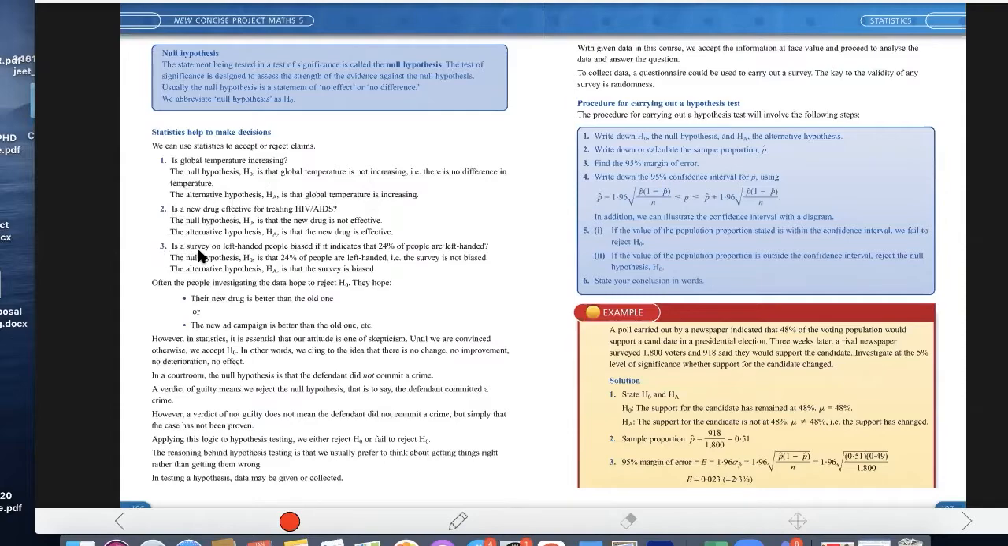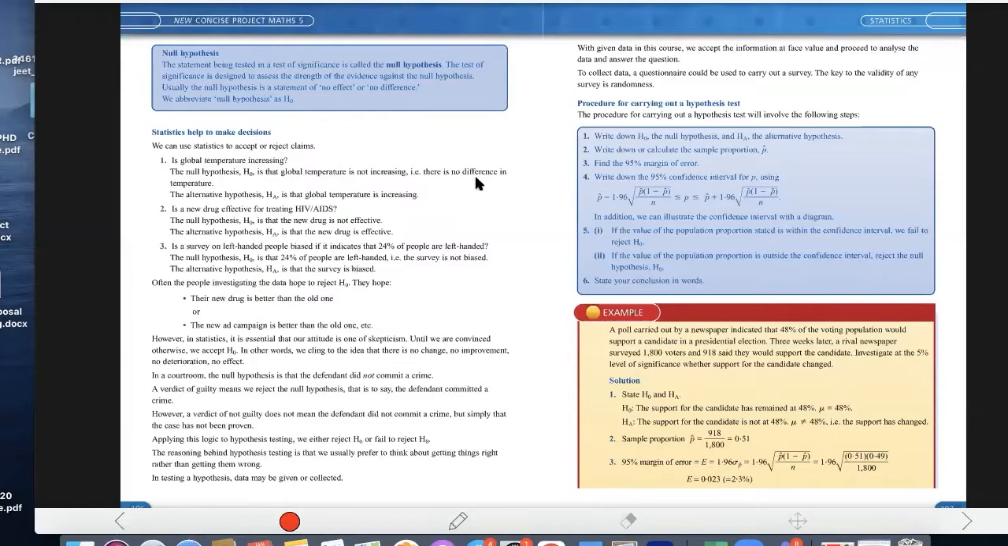Number 3, is a survey on left-handed people biased if it indicates that 24% of people are left-handed? Well, you're going to assume that the survey is not biased, okay? So you assume the status quo, everything is good, everything is even, and so on and so forth, okay? The alternative, the H1, would be the survey is biased, okay? So your H0 is the status quo.